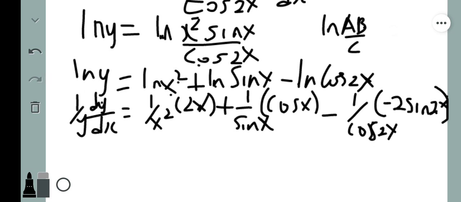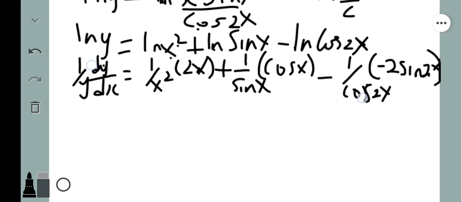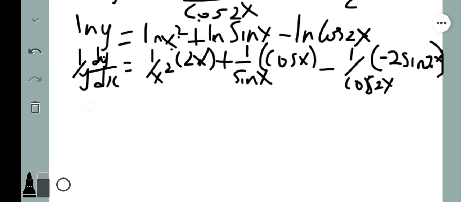Probably I'll drop it in the description below. Logarithmic differentiation, I say logarithmic, that's trigonometric differentiation. So differentiation of cos 2x gives me 2, differentiation of cos gives me minus sine, and 2x you have there.